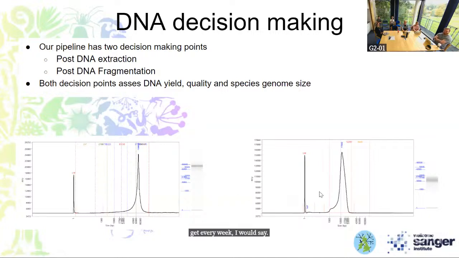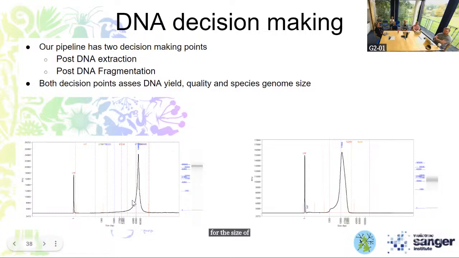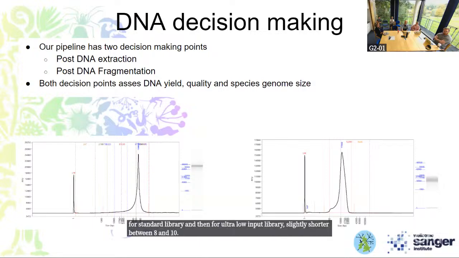And then on the right, we have an example of a sample that's gone through our DNA fragmentation. So for the high molecular weight DNA, we're looking obviously for the size of DNA above 100 kb. And then for PacBio Hi-Fi, we're looking at fragment size of between 12 and 20 kb for standard library, and then for ultra low input library, slightly shorter, between 8 and 10 kb.